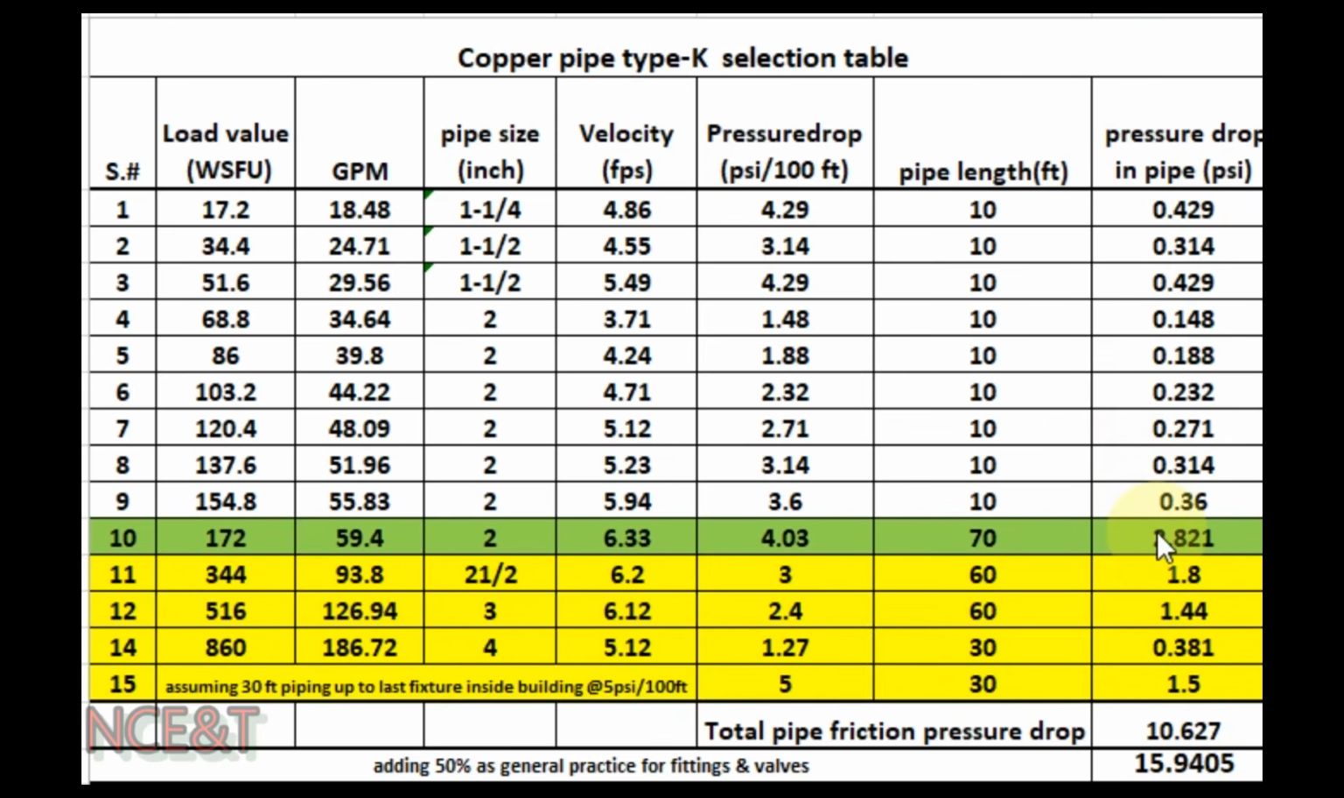Let us assume inside the building the fixture that needs maximum pressure is the WC, and it is located 30 feet away from the riser. So assuming this pipe sizing inside the building at maximum friction loss 5 psi per 100 feet, the pressure loss in 30 feet of pipe will be 1.5 psi, and the total pressure loss will be 10.627. As per normal practice for fittings and valves, we add 50% to the pipe friction loss, so the net total pipe friction loss will be 15.94 psi.